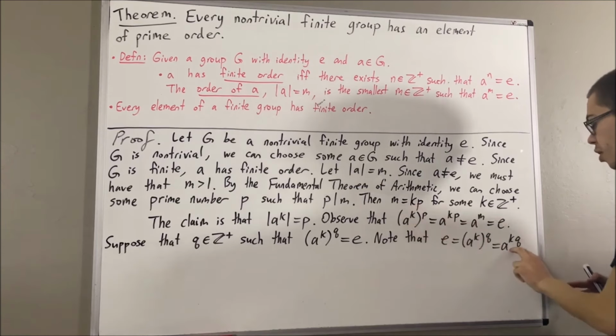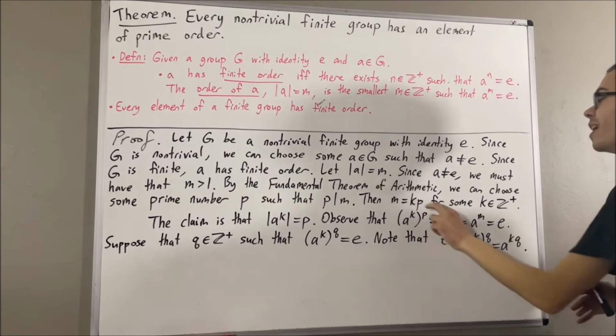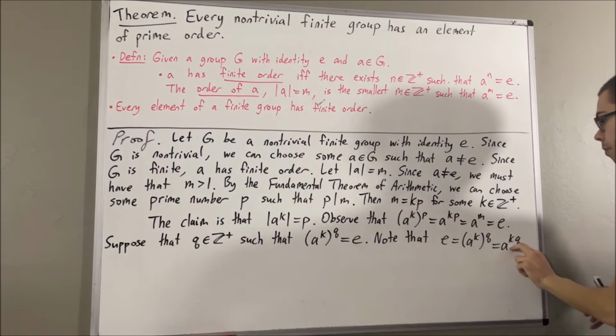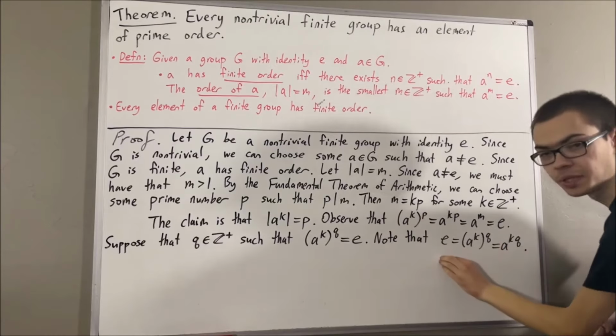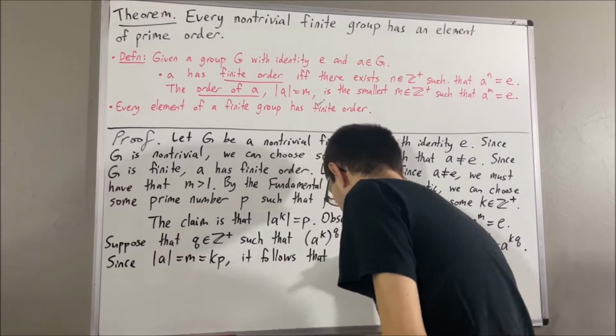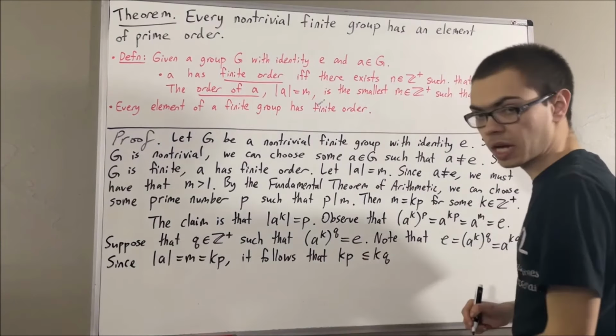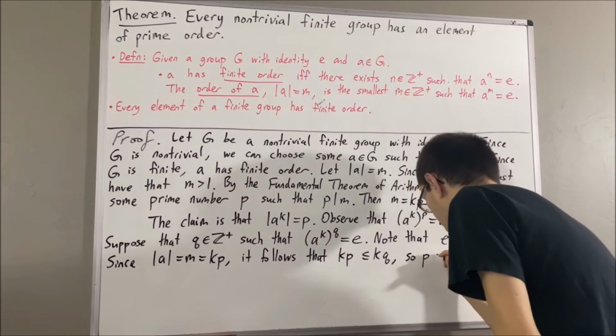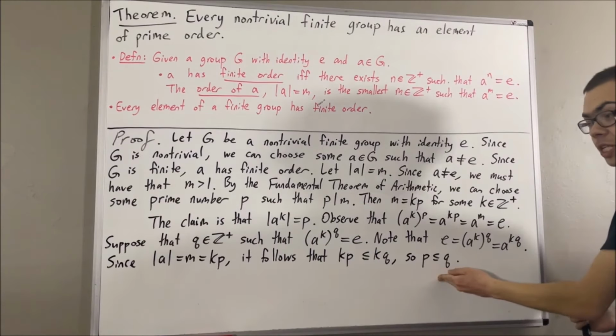Well, we know that kq is a positive integer with the property that a to the power of kq is equal to e, so kp must be less than or equal to kq, because kp is the smallest positive integer that can do this. And since k is positive, if we divide k on both sides, we get p is less than or equal to q. And that's exactly what we wanted.